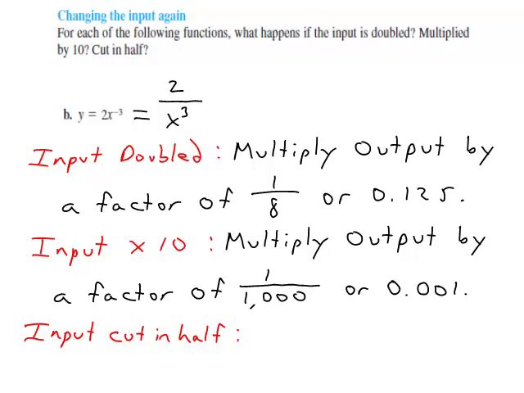Finally, if the input were to be cut in half, then we would have to multiply the output by a factor of 1 divided by 0.5 cubed, which is equal to 1 over 0.125. That would be 0.5 cubed, which if we rewrite that is equal to 8. So if the input is cut in half, then the output would have to be multiplied by 1 over 0.125, or by a factor of 8.